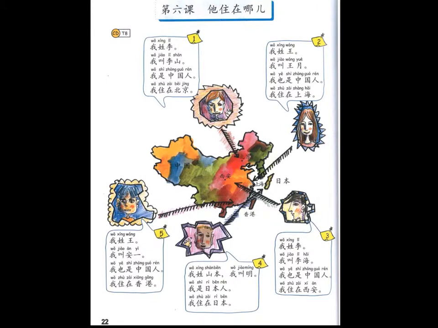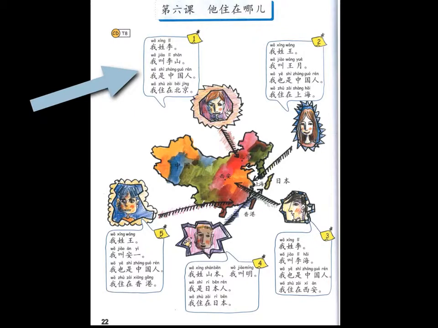Now let's have a look at number 1. So we're going to be looking at this text here. So the person says 我姓李,我叫李山. Now, 我姓李, we already know, means my last name is Li. Then the person says 我叫李山, which means my name is Li Shan. The next question says, well, it's not actually a question, it's a statement.